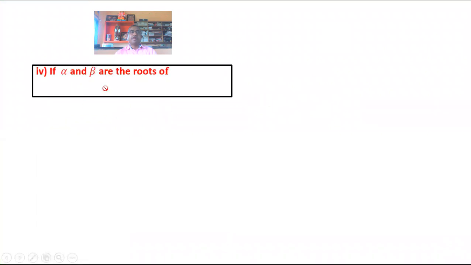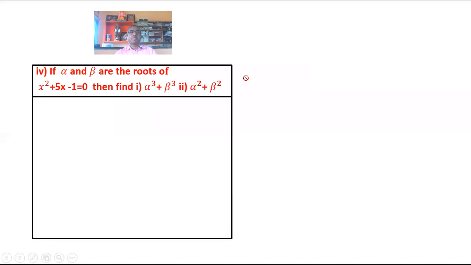If alpha and beta are the roots of x square plus 5x minus 1 is equal to 0, then find first alpha cube plus beta cube and second alpha square plus beta square. Here the given quadratic equation is x square plus 5x minus 1 is equal to 0. First you understand such problems.